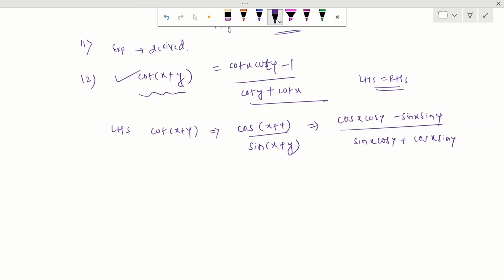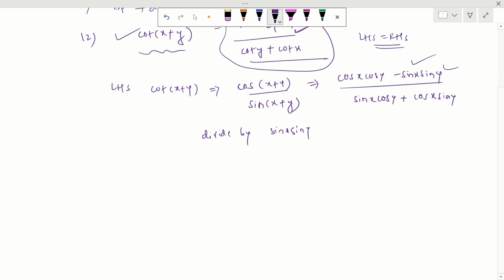Just observe this full equation: we have to get a 1 here. For that, we have to divide this term, on both sides, by sin x sin y. If we divide by sin x sin y, then we get one. Therefore I am dividing by sin x sin y on both numerator and denominator.